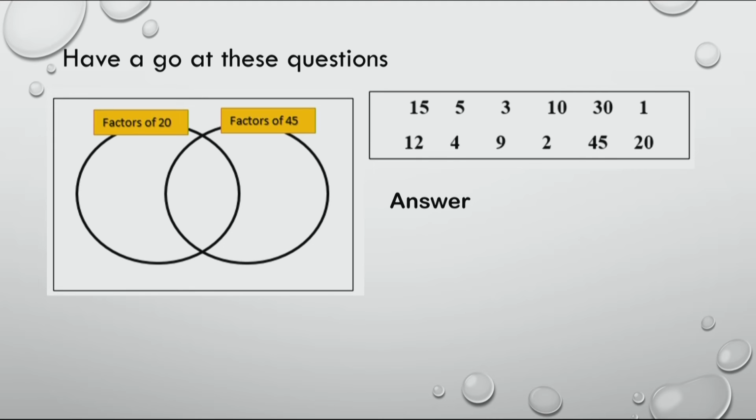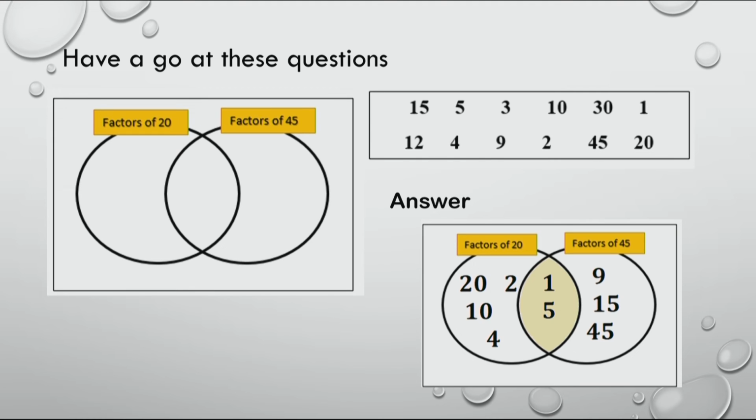Well done. Let's have a look at the answer. Factors of 20 only: 2, 4, 10 and 20. Factors of 45 only: 9, 15, 45. And common factors, that's 1 and 5. Okay? Now, the two examples we've seen are for all students. It's going to be a little bit more challenging when we come to the next two.